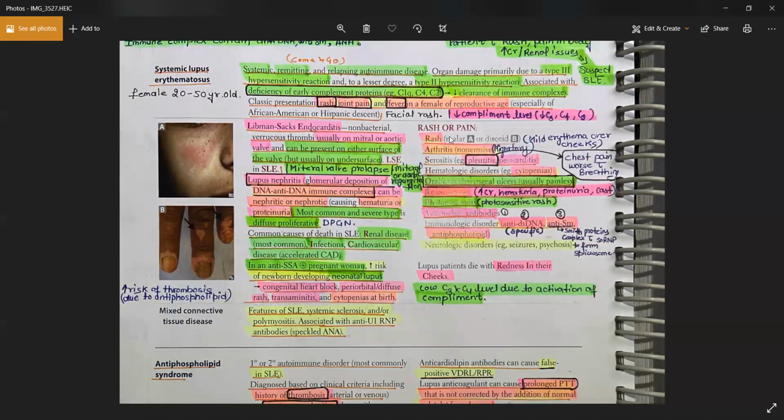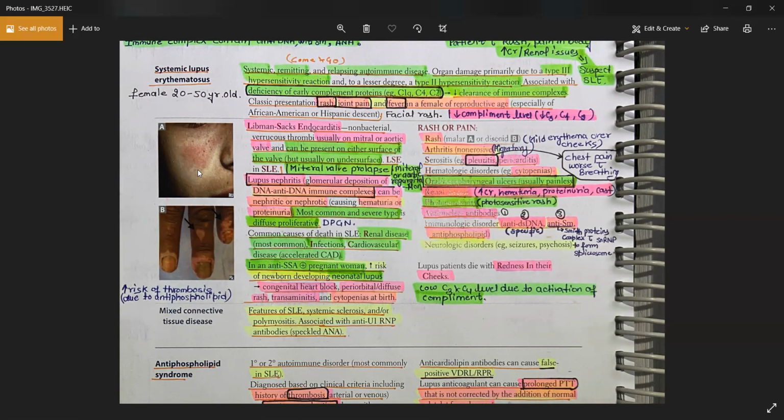First of all, you will have a rash because of the deposition of immune complexes in the skin. You will get the malar kind of rash. As you can see, this is the malar rash. And please note, it is a photosensitive rash, which means whenever the patient goes into sunlight, they will get the rash there. Okay, it is a photosensitive rash, very important.